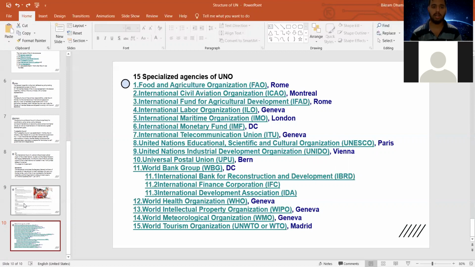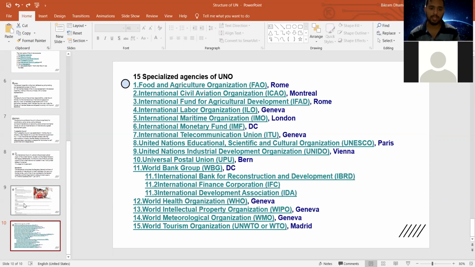The eighth specialized organization of the United Nations is UNESCO, which is headquartered in Paris. UNESCO is the organ which works in the sector of education, scientific and cultural issues. UNESCO has listed many of the monuments and heritage sites of Nepal in the international world heritage list.